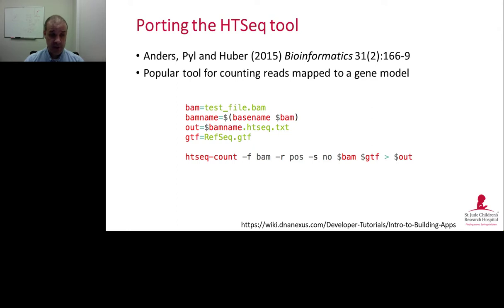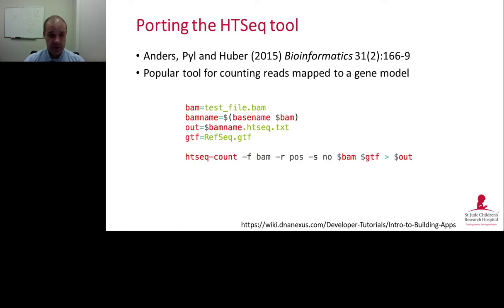So here's a simple demonstration. Hopefully you've all heard of the popular RNA-seq quantification tool, HTSeq, published by Anders, Pyl and Huber in 2015. What you do is give this tool a BAM file of mapped next-generation sequencing reads. You give it a GTF file that you can download from Ensembl or UCSC, which defines your gene model, and it will count the number of reads that overlap with your gene model features.